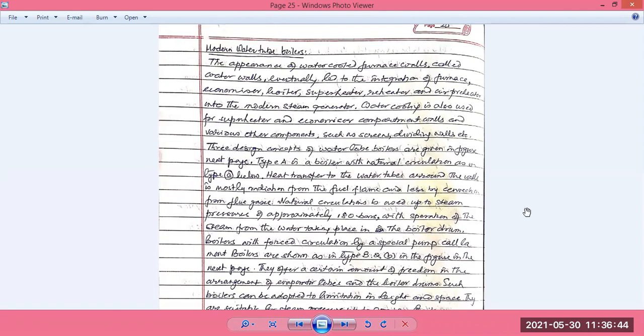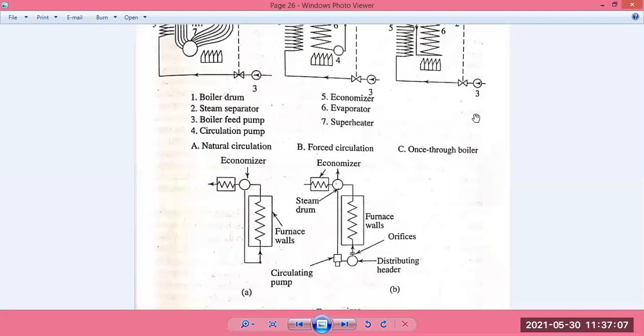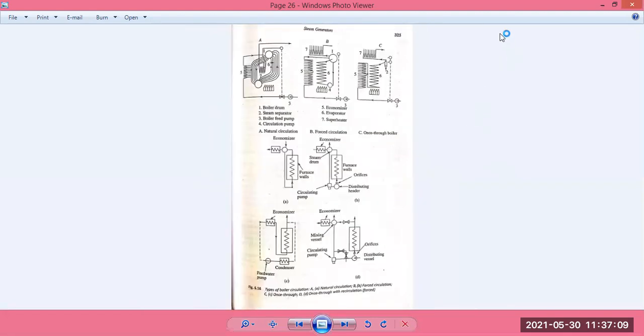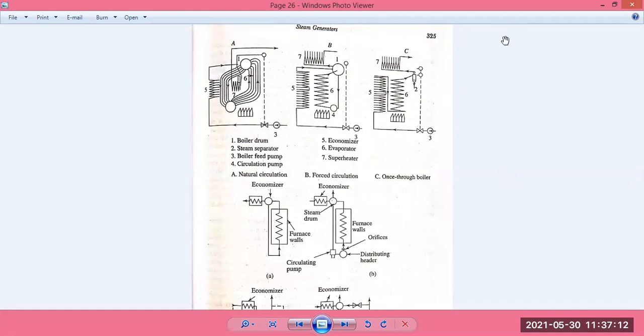Now we have three designs of the water tube boiler. Next page. There are three types, A, B, and C, shown in the figure itself. Type A is a boiler with natural circulation.